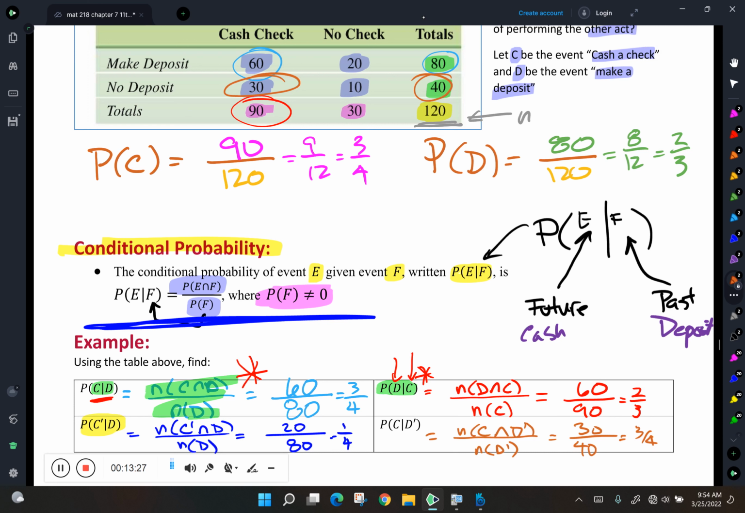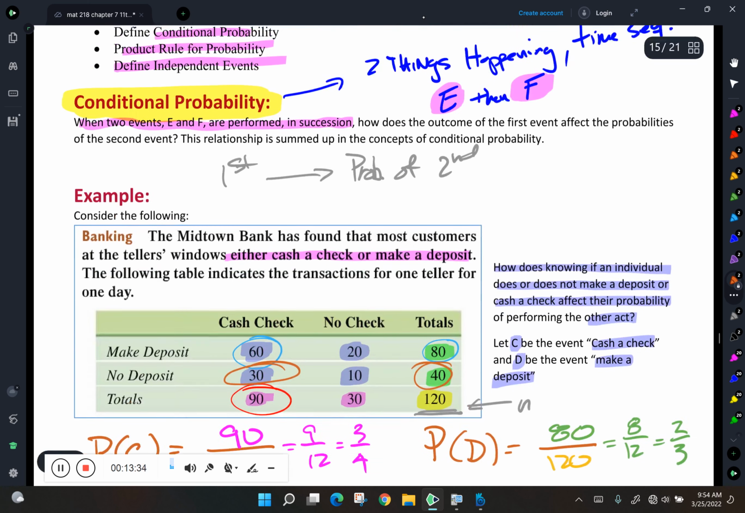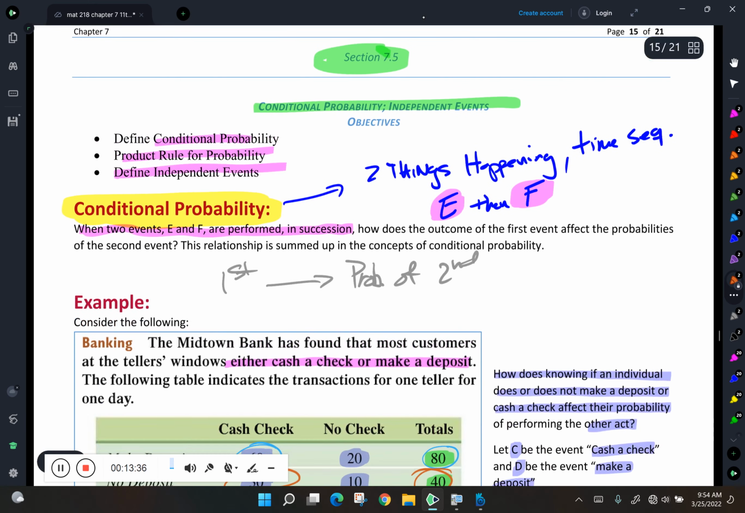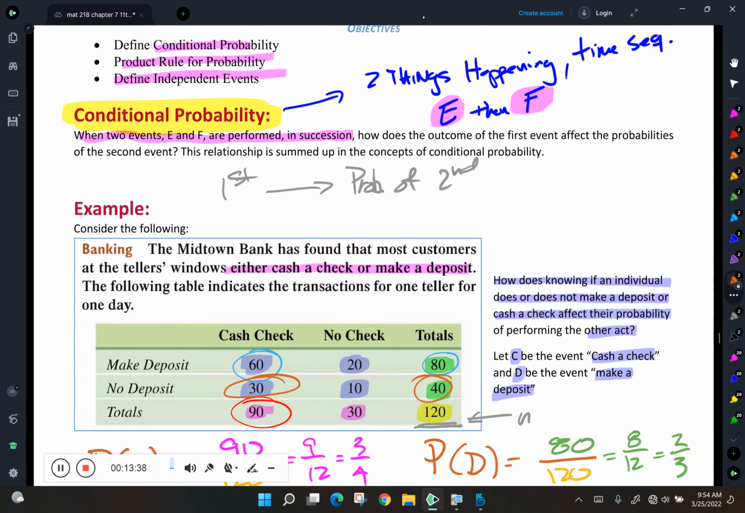All right, we're at like 13 minutes, so I might just call it right there, make a second video, and follow this up. But we are in session 7.5. We are taking a look at the idea of conditional probability.